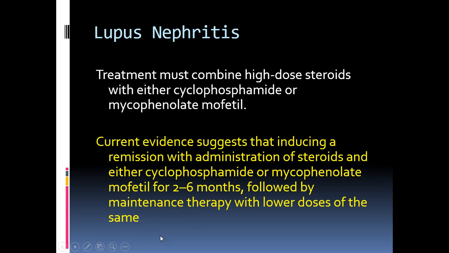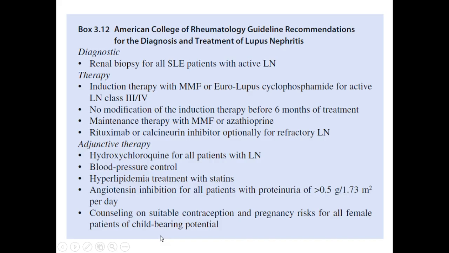I'll just skip this on lupus nephritis. It tells you about the immunosuppressives and the MMF which is given in these patients. So this is from the American College. It says you need to diagnose your patient, then treat with induction therapy with MMF or cyclophosphamide. You have to add hydroxychloroquine and blood pressure control. You need to take care of proteinuria with the help of ACE inhibitors, and these guidelines are for adults.